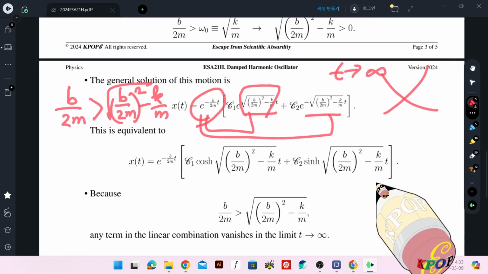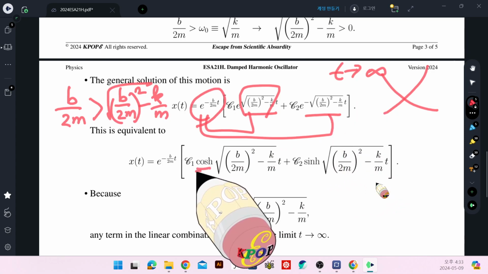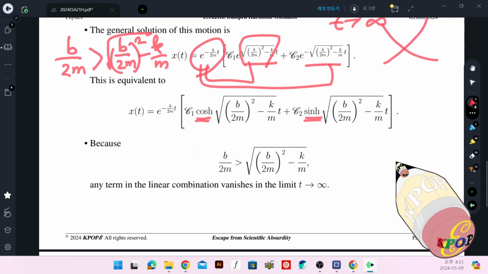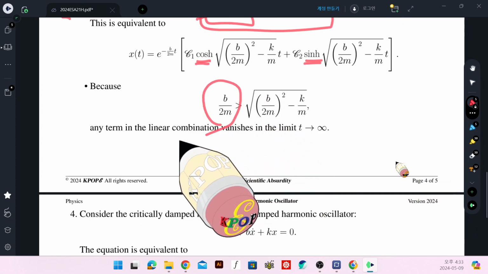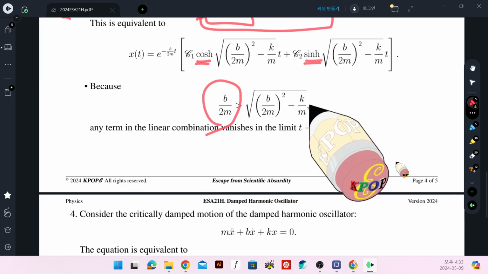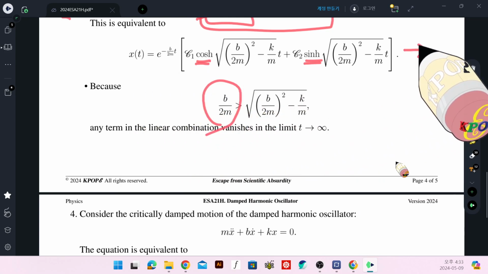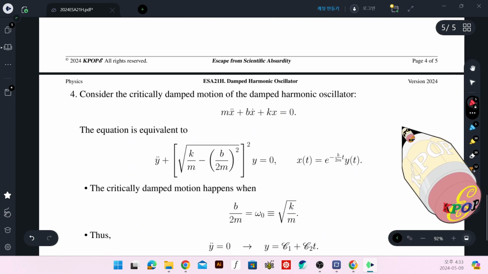Another way to represent this solution is by introducing cosine hyperbolic and sine hyperbolic with the same argument. As I stated, because b over 2m is greater than the square root of this, the solution decays to 0 as t goes to infinity.